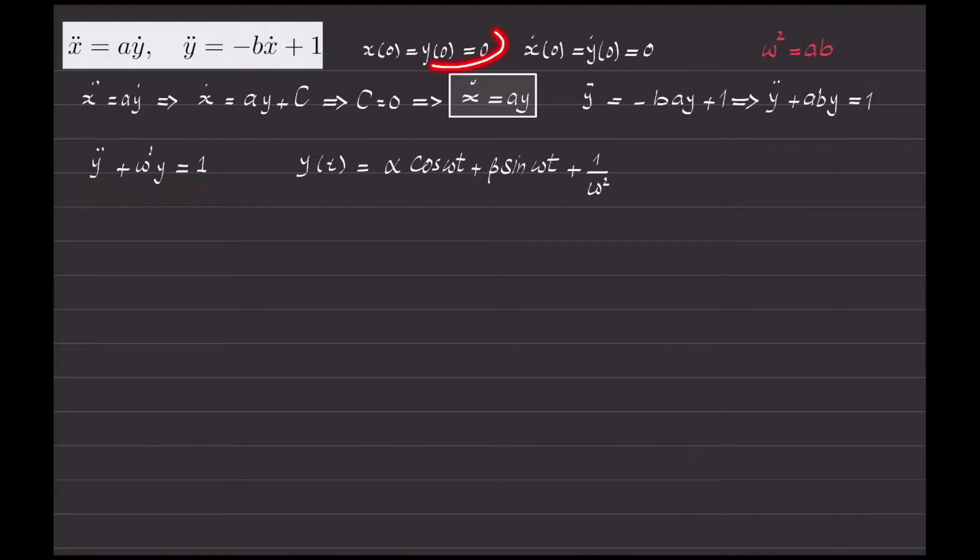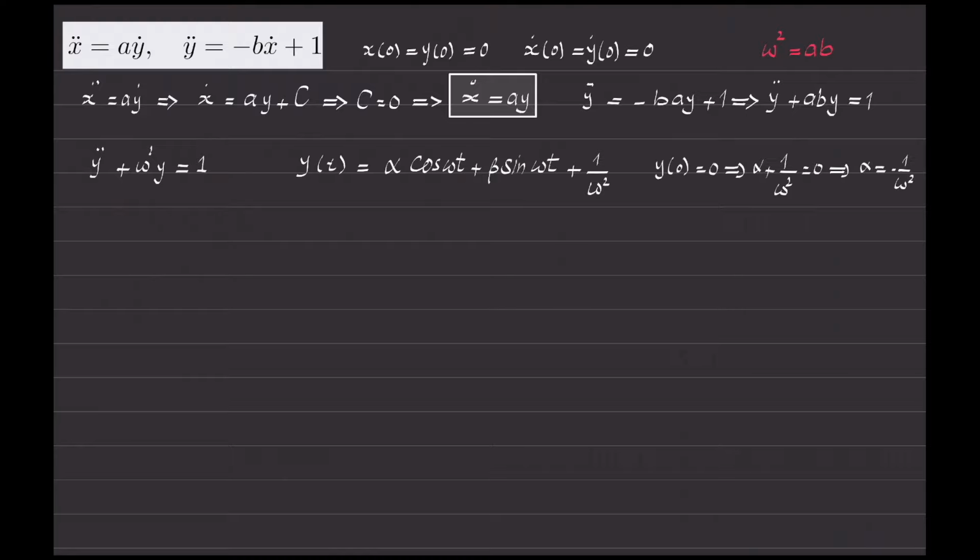Now I apply immediately this initial condition. What does it mean? It means that if I replace t with 0, y should be 0 as well. When I replace t with 0, this is gone because sine of 0 is 0 and cosine of 0 is 1. So I will get alpha plus 1 over omega squared, and the output is supposed to be 0. So y of 0 equals 0 implies that alpha plus 1 over omega squared is 0, as I explained. So alpha is minus 1 over omega squared.